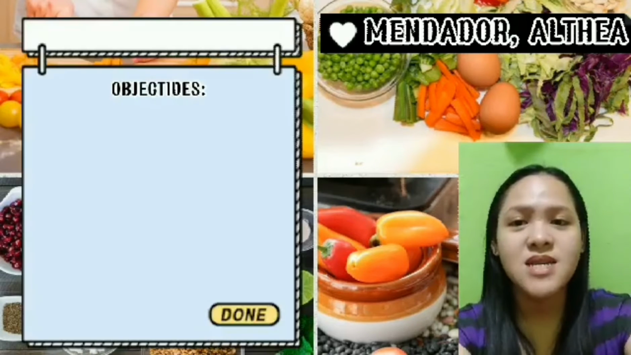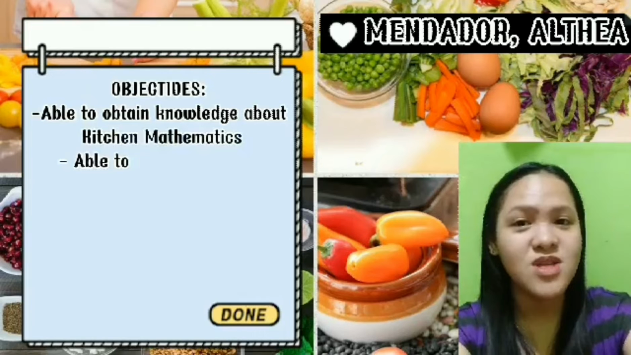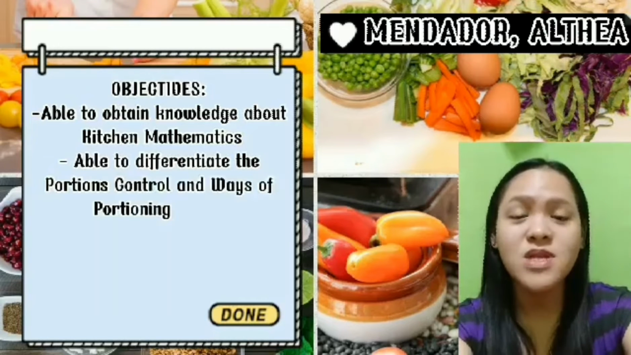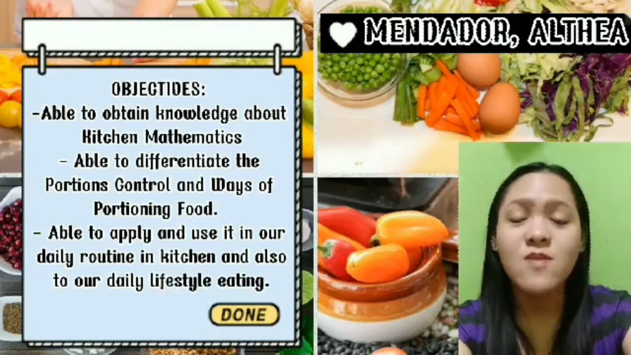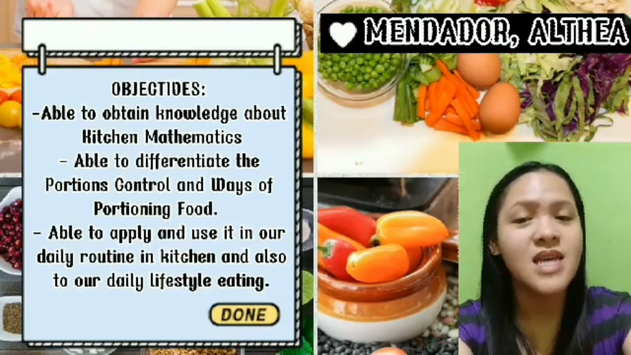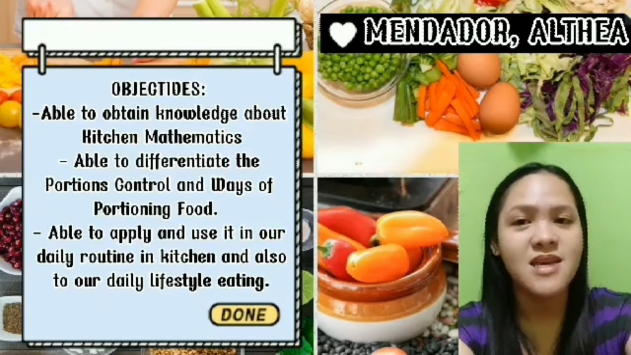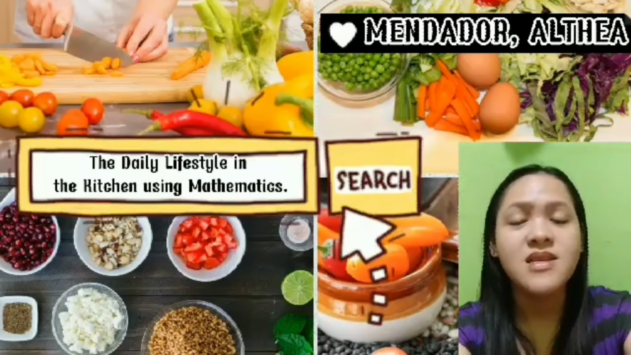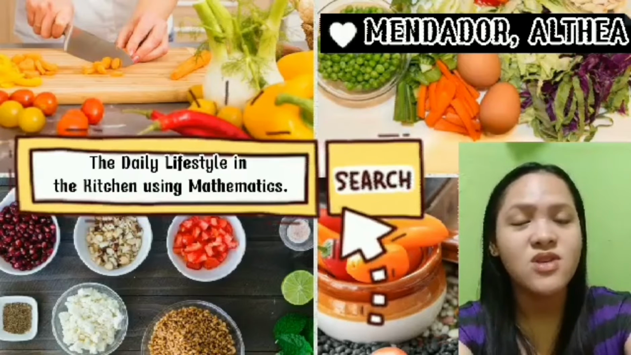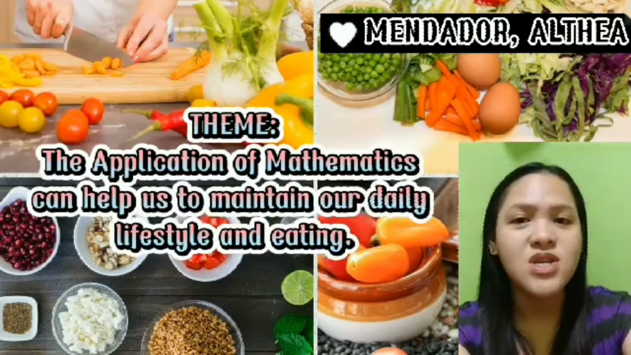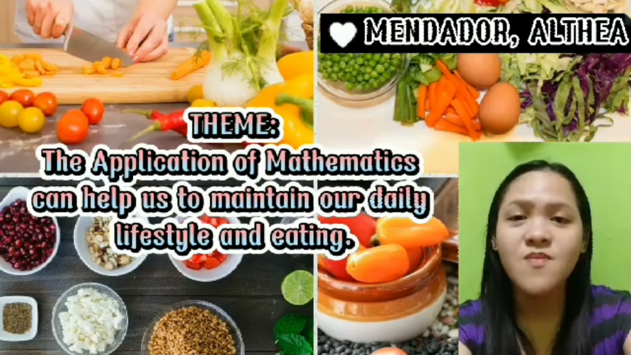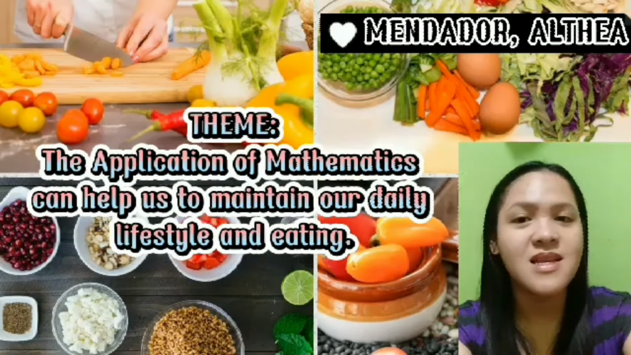We have the objectives: to be able to obtain knowledge about kitchen mathematics, to differentiate portion control and ways of portioning food, and to apply and use it in our daily routine in the kitchen and also in our daily lifestyle eating. Our title is The Daily Lifestyle in the Kitchen Using Mathematics. And the last is our theme: The Application of Mathematics Can Help Us to Maintain Our Daily Lifestyle Eating.